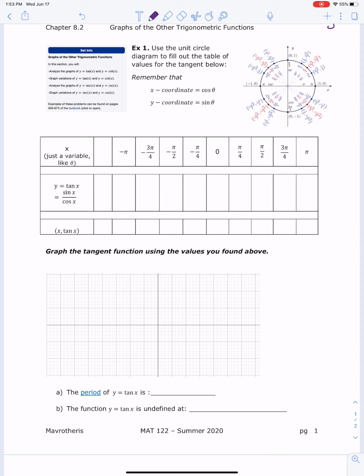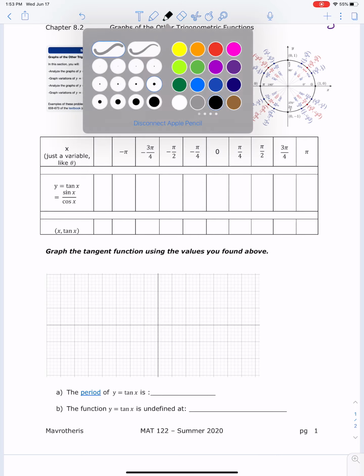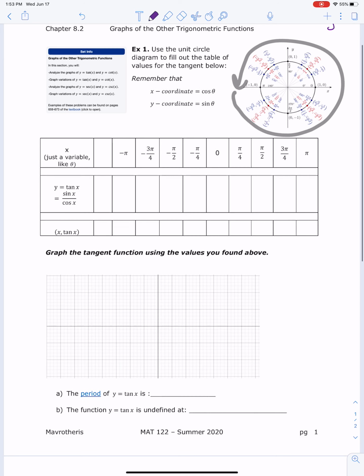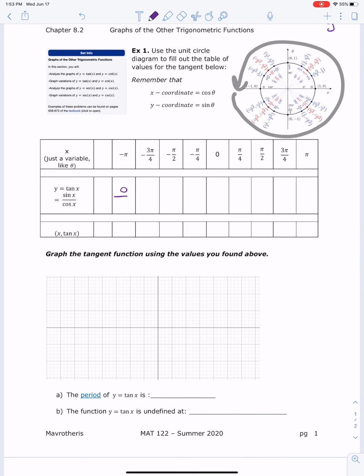So remember, as we look at the unit circle, that the x-coordinate is our cosine, the y-coordinate is our sine, and we've defined tangent down here in the table as the quotient function sine x over cosine x. Okay? So at negative pi, and notice that we are moving this way around the circle. Starting at negative pi, the sine is 0, cosine is negative 1, and so we get the ordered pair negative pi, 0.